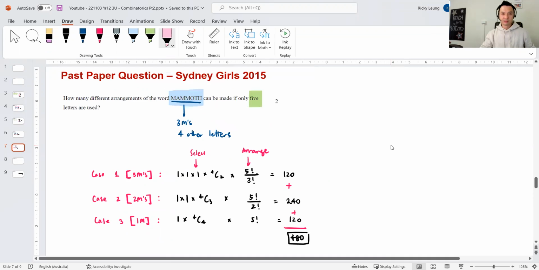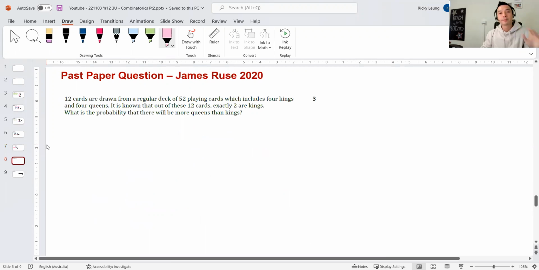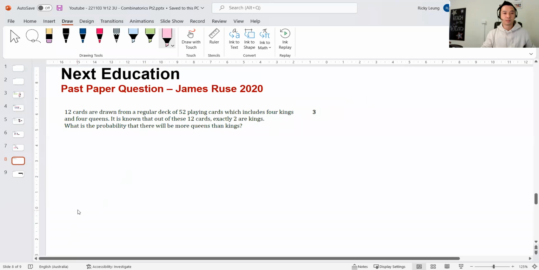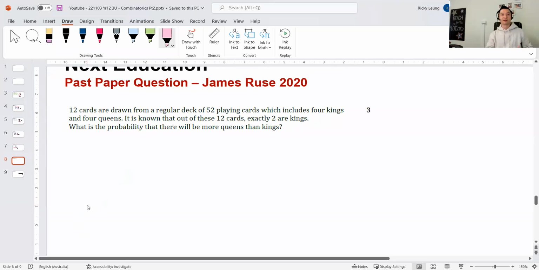Yeah, guys, how's that? I've got one more question prepared from James Ruse. It's not that hard, or it's a little bit hard. It's a bit more intense, but we'll see how we go. Now, the question reads: 12 cards are drawn from a regular deck. This is from 2020, by the way. 12 cards are selected from a regular deck of 52 playing cards, which includes 4 kings and 4 queens. It is known that of the 12 selected, exactly 2 are kings.